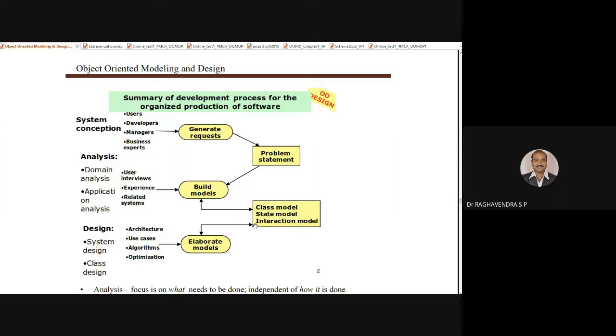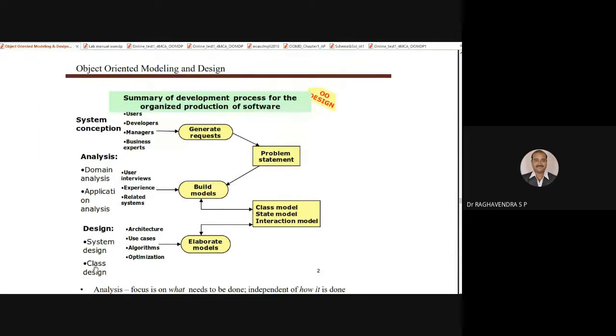Up to here, we have made the discussions in application analysis, because in application analysis we have the application class model, the application state model, and the application interaction model. All these things we have completed. That is why we are jumping into the new phase now, the second phase of software development, called the design phase. In this design phase, there are two major things: one is the system design, another one is the class design.